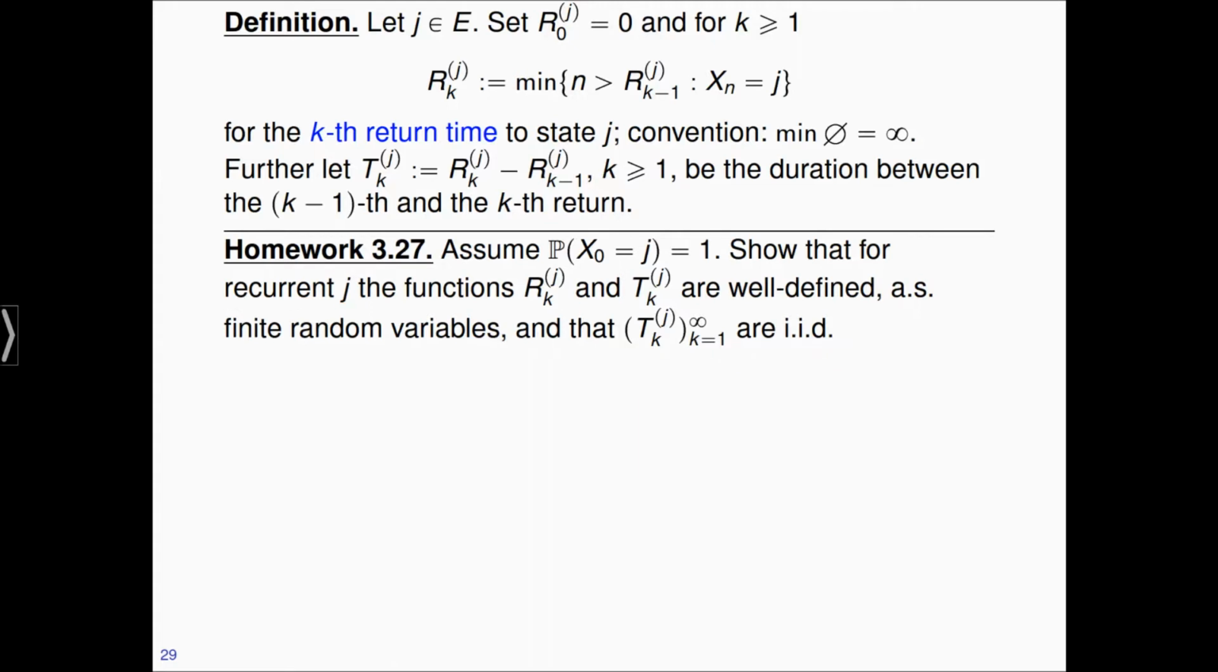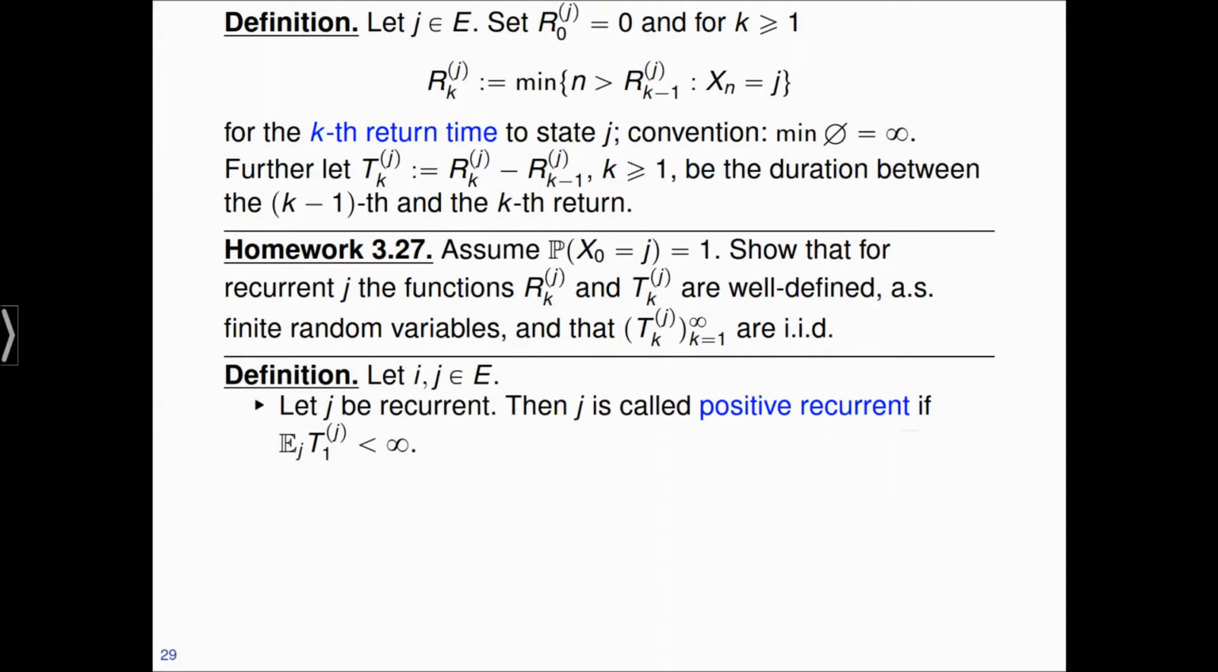So now we are ready to introduce the terms that you already saw in the introduction. The first thing we define is, for a recurrent state J, we call that state positive recurrent if the expected T1, so T1 is equal to R1, the expected first return time, is finite.